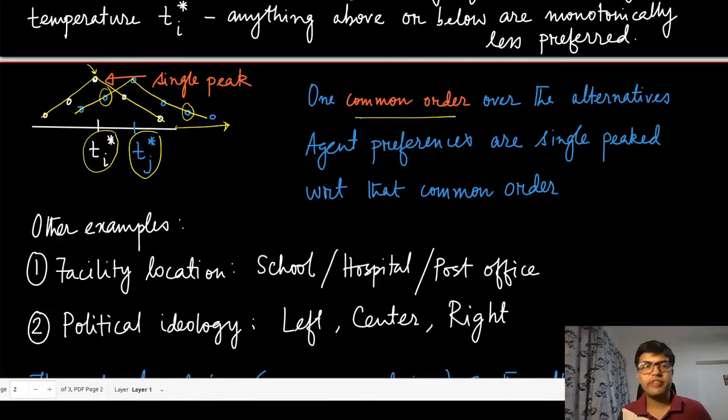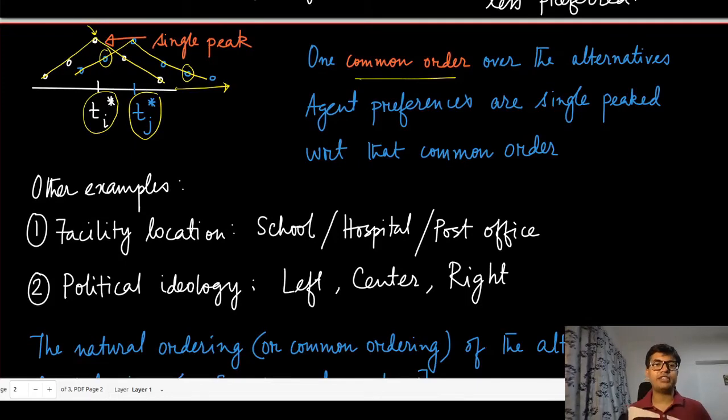There are several other examples. The temperature example is one of them, but you can have a facility location. If you have a hospital, a school, or a post office located on a real line, and you have a house and you want the school or the hospital to be as close to your house as possible, then you have a single peak. As the hospital or school goes further away from your house location, you prefer it less.